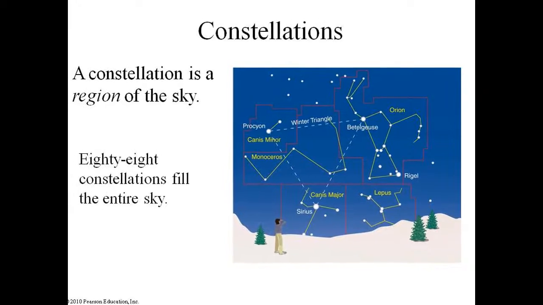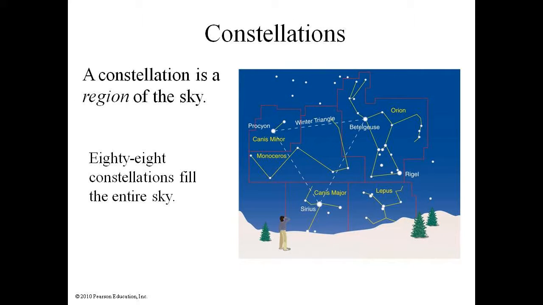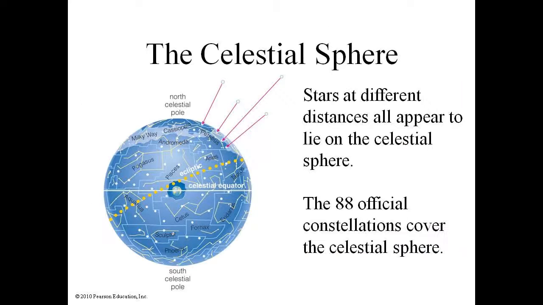Now, the stars within the constellations are not necessarily close to each other. They can be very far. They just happen to lie along the same line of sight. So stars like Betelgeuse and Sirius and Canis Major may look like they're fairly close together in the same region of the sky, but they can be very, very far apart in distance. So the 88 constellations then completely cover what is called the celestial sphere.